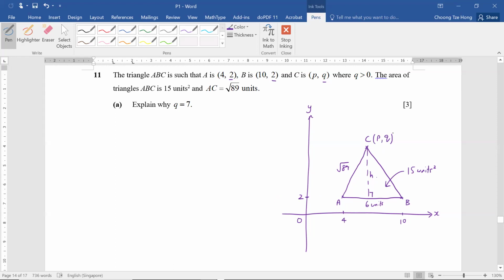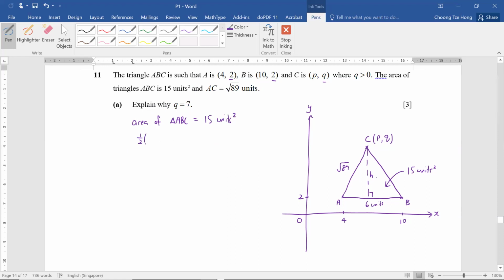Of point C already. Then we will be able to explain why Q is equal to 7, right? Okay, so let's go ahead and do that. So the area of triangle ABC is equal to 15 units square, right? Then let's form an equation. So now we are formulating an equation. Formulating equations is a very important skill in math, right?